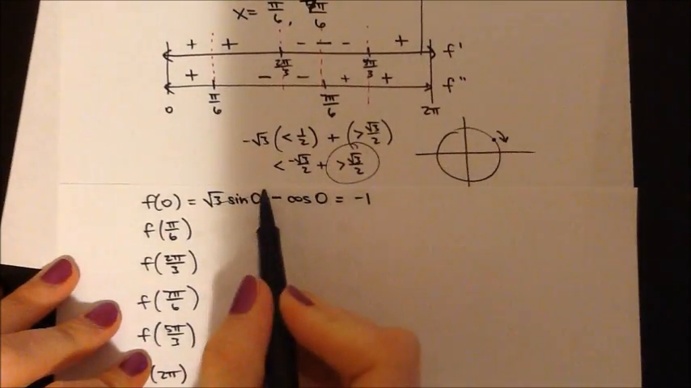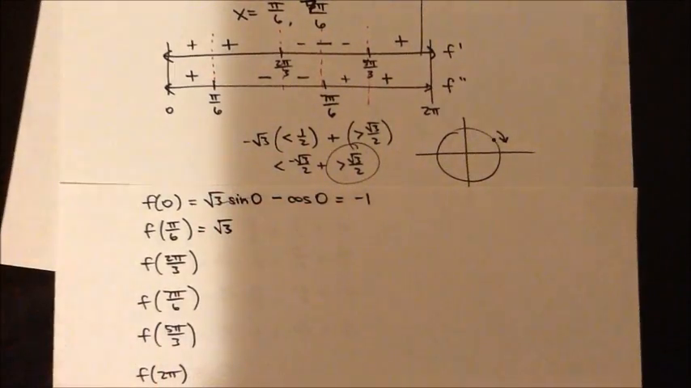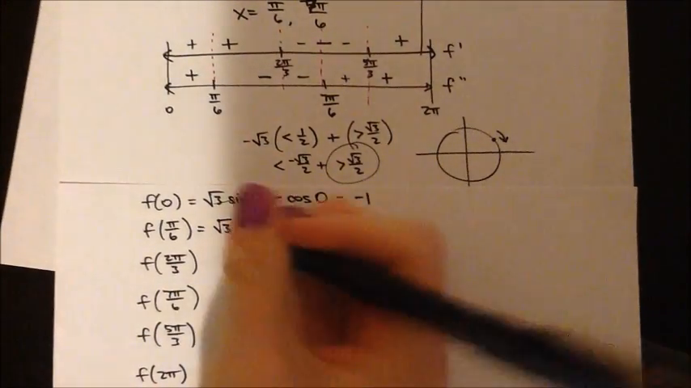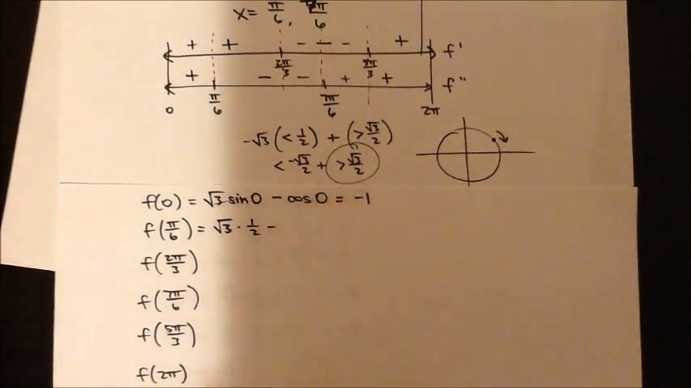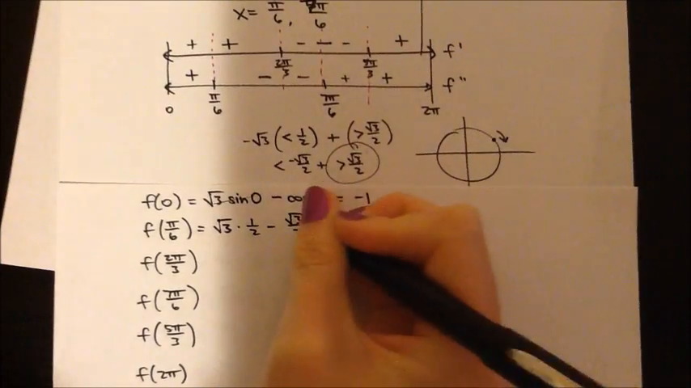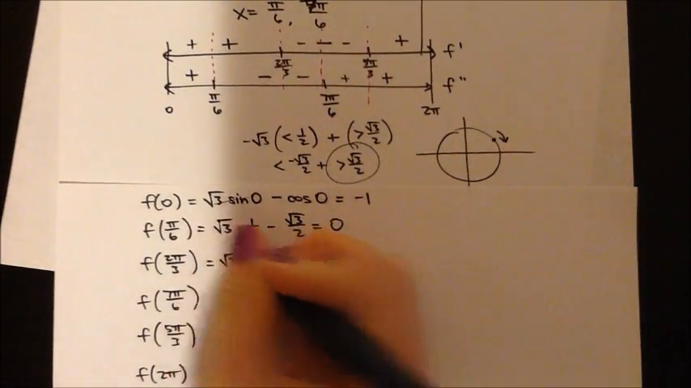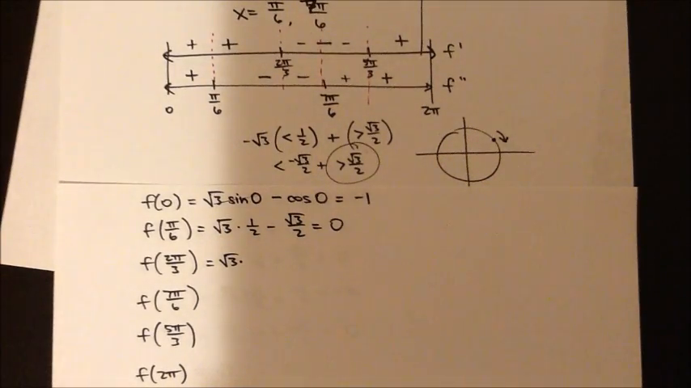So now here's my function. I just know these are x's. So I have root 3 times the sine of pi over 6, which is 1/2. And then minus the cosine of pi over 6, which is root 3 over 2. So I have root 3 over 2 minus root 3 over 2. That's 0.